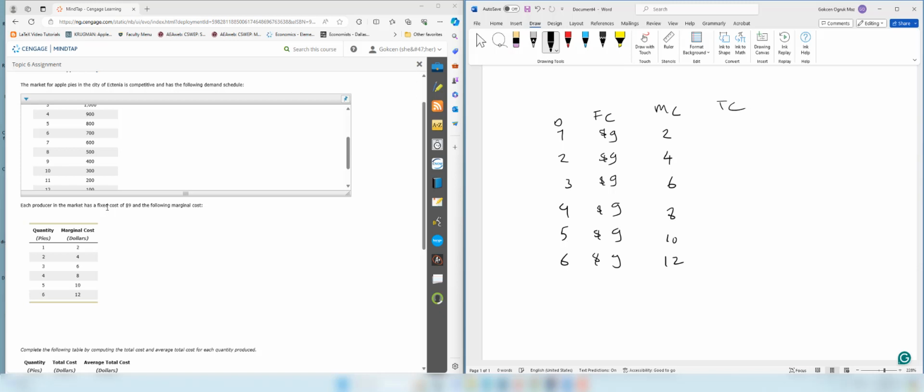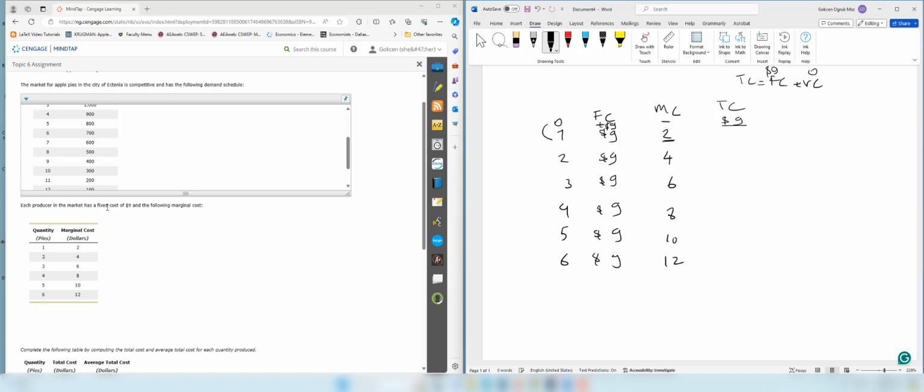So when you have 0 here, no production, you have to pay $9. Since total cost is the sum of fixed cost plus variable cost, and there is no variable cost at 0 units of output, all total cost comes from the fixed cost. So at 0 units you don't have marginal cost, but you have $9 of total cost. And marginal cost shows us the change in total cost.